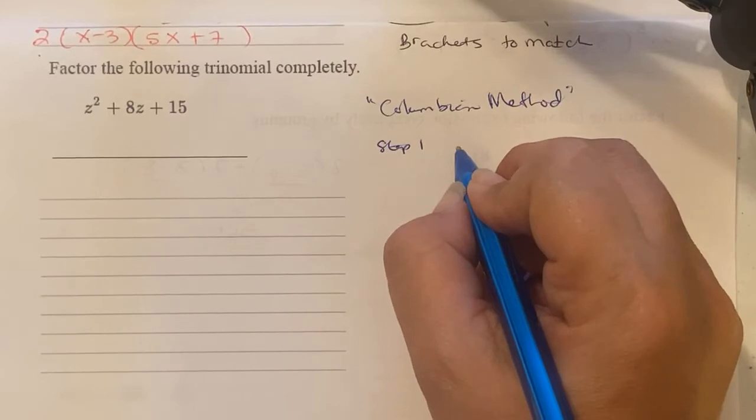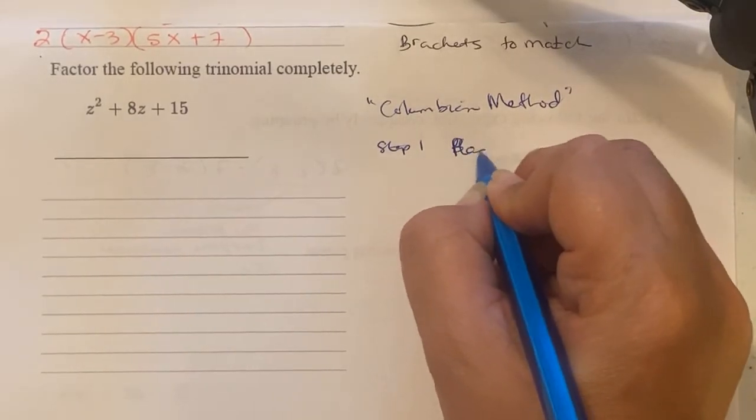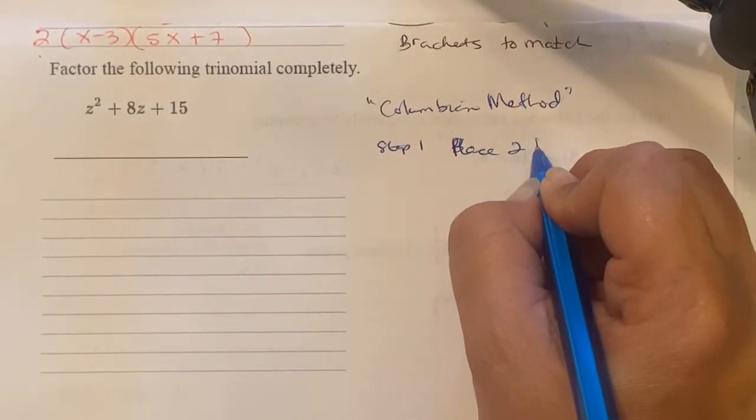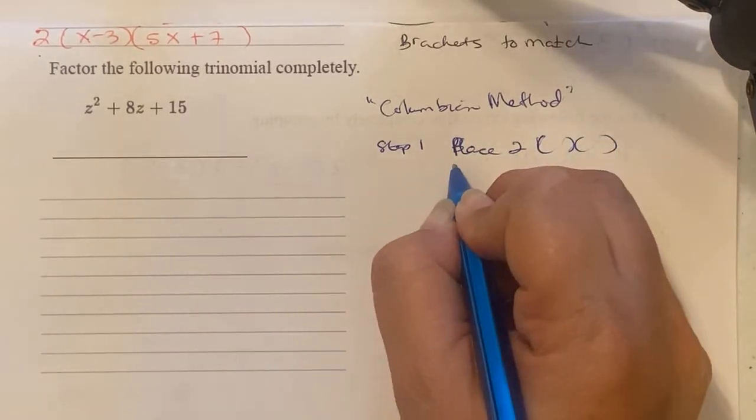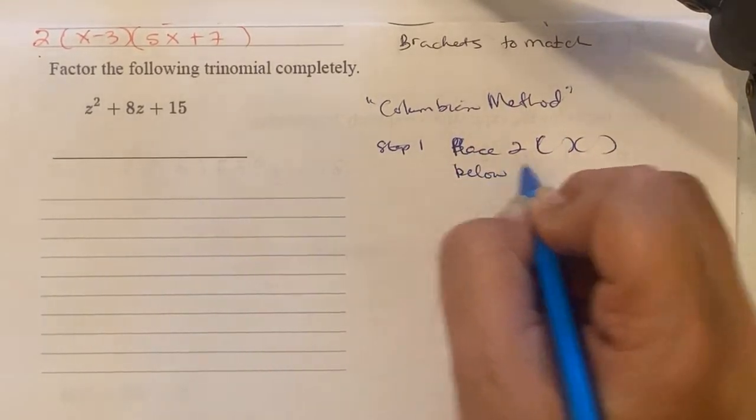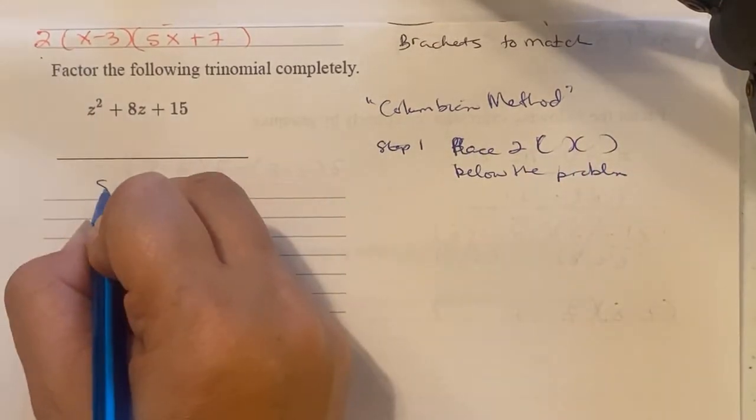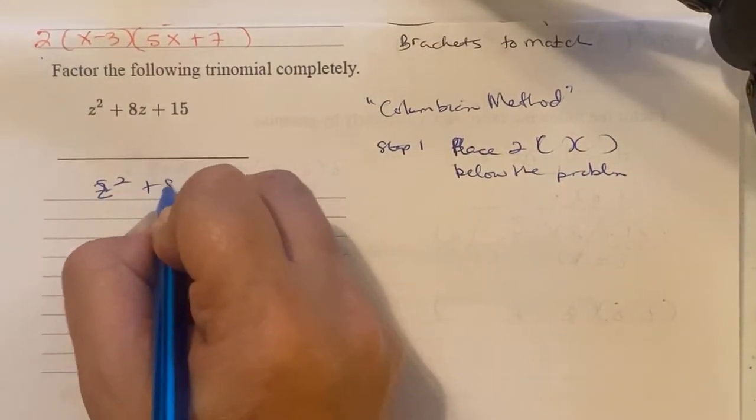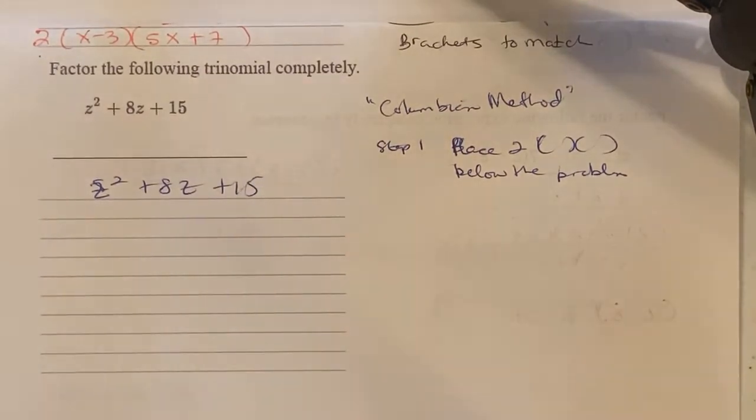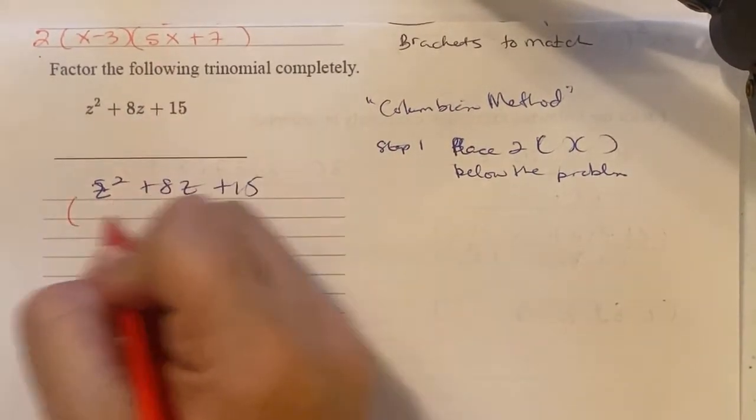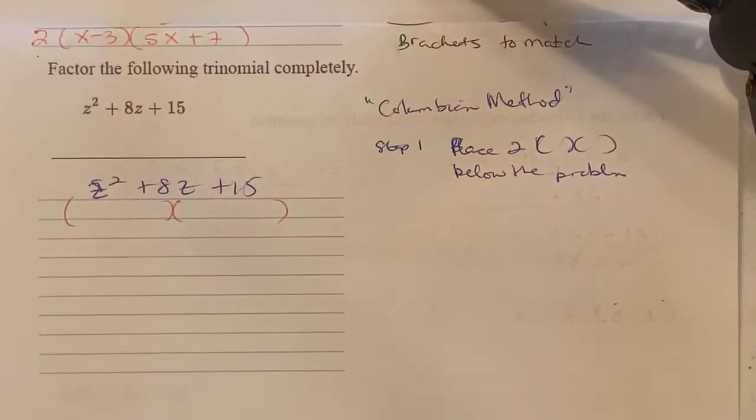Step 1, you're going to place 2 parentheses below the problem. So we have z squared plus 8z plus 15. And I'm going to write 2 parentheses sets below the first problem.